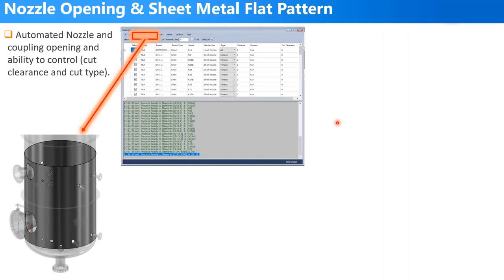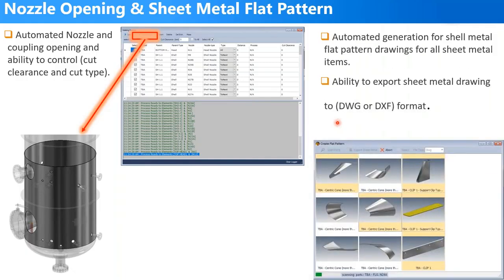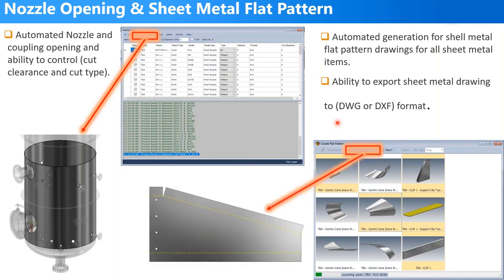If you would like, after that, to make a sheet metal flat pattern, you will need, in this case, to make the opening of nozzles on your sheet metal. So by using this tool, you have the ability to make the cut for nozzles. Another tool is for automatic creation of the sheet metal flat pattern for each sheet metal plate in your project. And by using this tool, you have the ability to export this model to DWG extension, DXF extension, and exporting it for nesting. The tool that we discussed in the slide before.